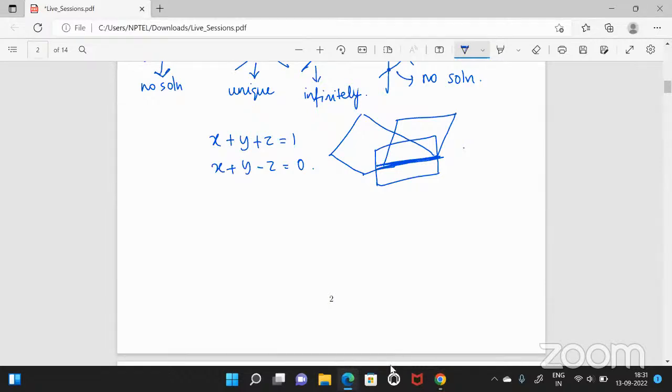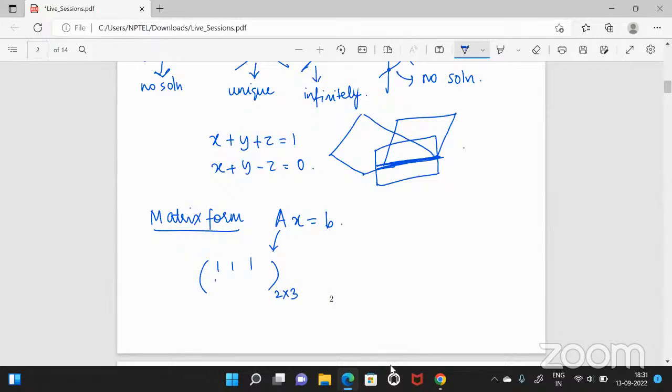So how do we represent a system of linear equations in the matrix form? The matrix form of a system is Ax is equal to b. So what is A? What is x? What is b? A is the coefficient matrix, x is the variable vector. If I take this system, I have two equations and three variables. So the number of equations represents the number of rows and the number of variables represents the number of columns.